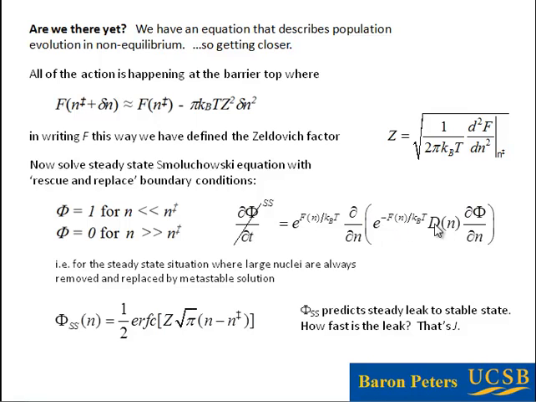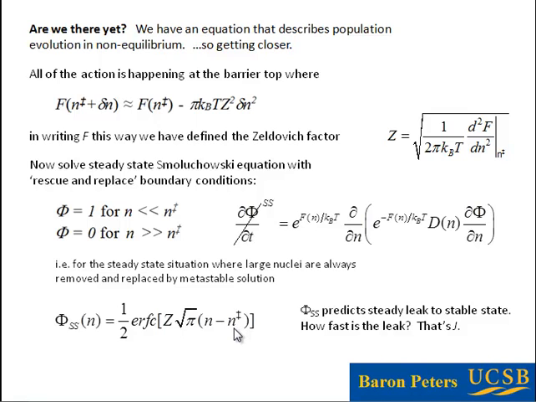So now we can set all of this stuff inside the parentheses here equal to a constant, and we find that phi steady state then, because the free energy here is a Gaussian, and because we assume this diffusivity is roughly constant near the top of the barrier, we can find that this steady state non-equilibrium ratio of population distributions is just 1/2 of the error function complement. There's the Zeldovich factor times the square root of pi, and this is the deviation from the critical nucleus size.